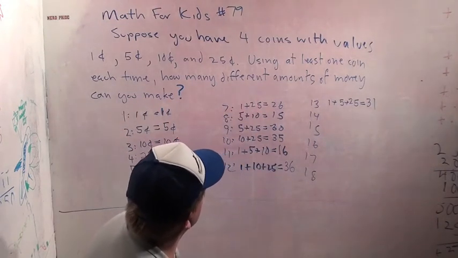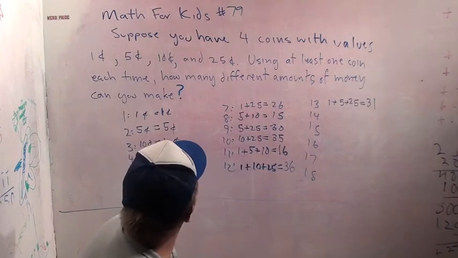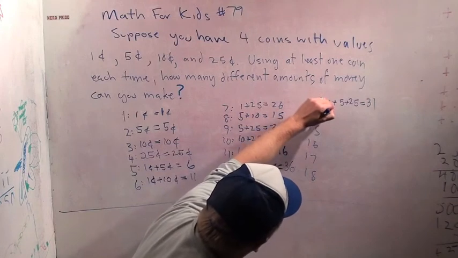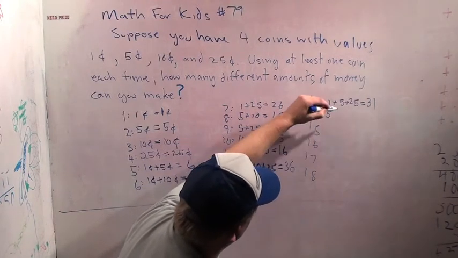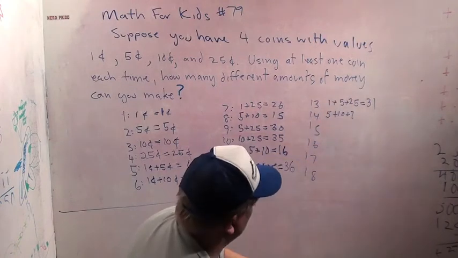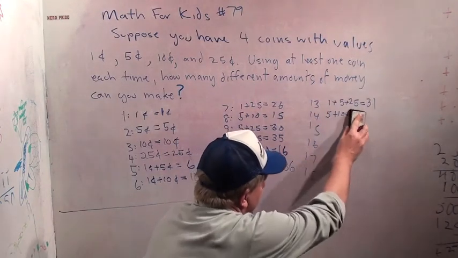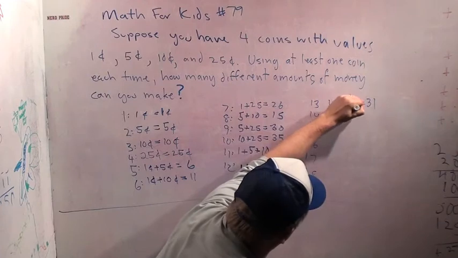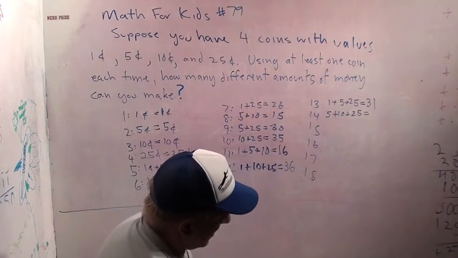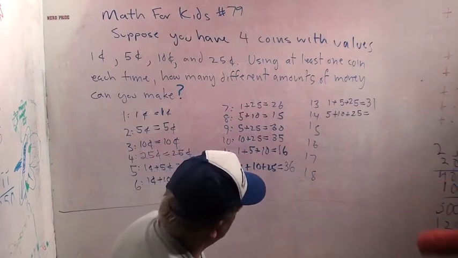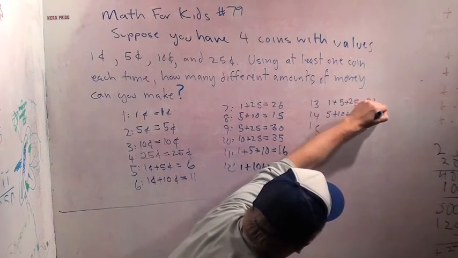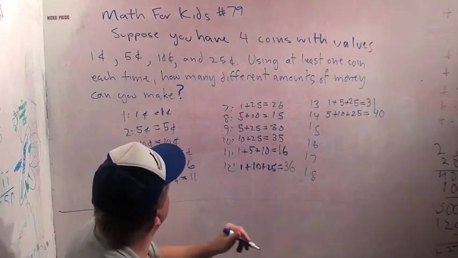So what do you want to do next? Now the ones with 4. Now I have to do the ones starting with 5 cents: 5, 10, and 25. 5 plus 10 plus 25. We can't include a 1 cent in there because we already used it. So what does that add up to? That's 40. And we haven't used it.